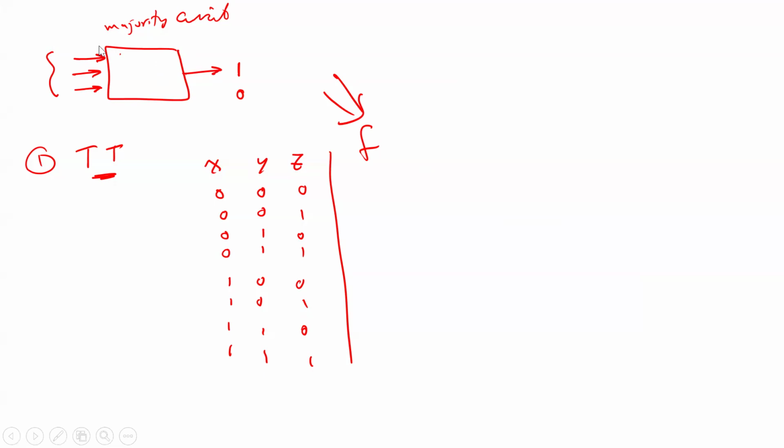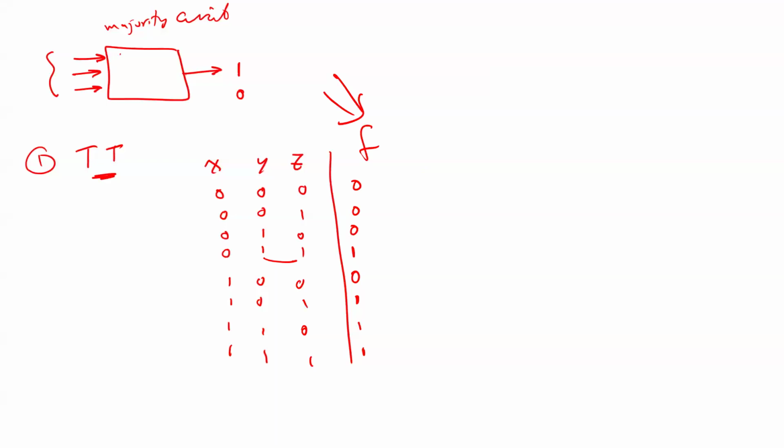Because this is a majority circuit, here the majority is 0, so the output has to be 0. Here the majority is 0, so the output is 0. Here the majority is 1 because I have two ones and one zero. Here the majority is 0, then majority is 1, 1, 1. I define the output. This is the first step, and that's what we have done.